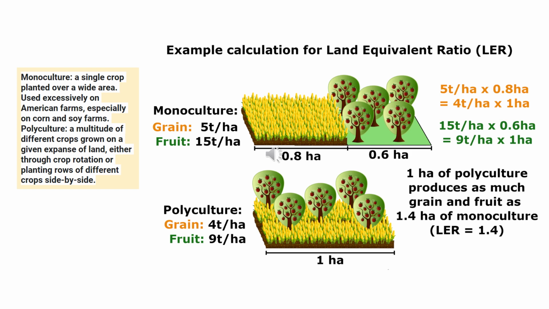And this is comparing the two. You might get in the monoculture in grains 5 tons of grain per hectare. Could be wheat, could be sorghum, barley, corn, soybeans. And then if you have right next to it 0.6 of a hectare of fruit trees, and out of that you got 15 tons of fruit per hectare. In a similar area in a polyculture, having those mixed, you can actually get a very similar amount of food. So these numbers here are for 1 hectare, but if you multiplied it by 1.4, you'd be actually getting more.